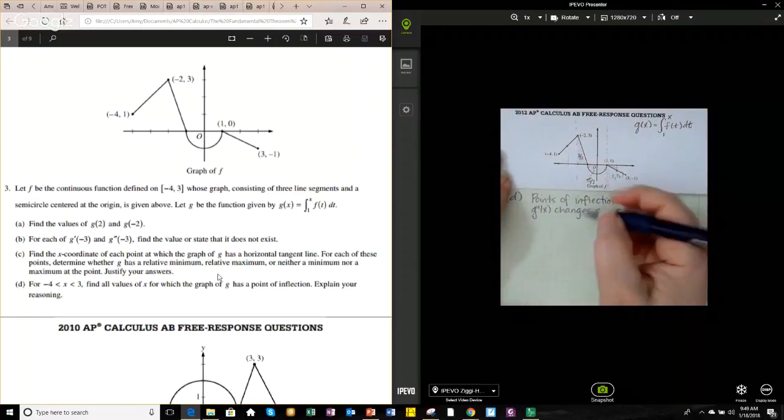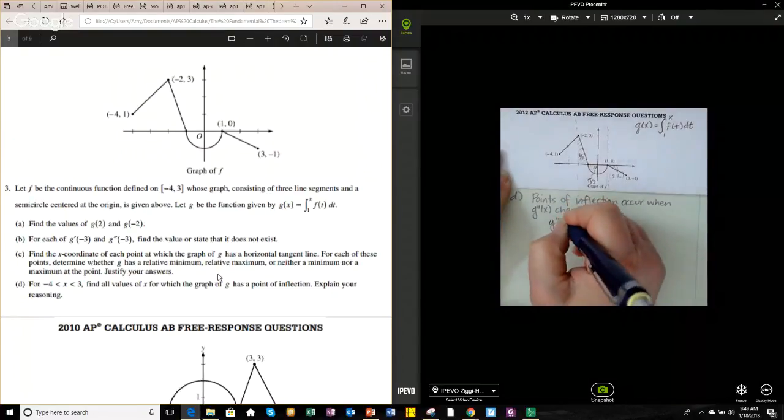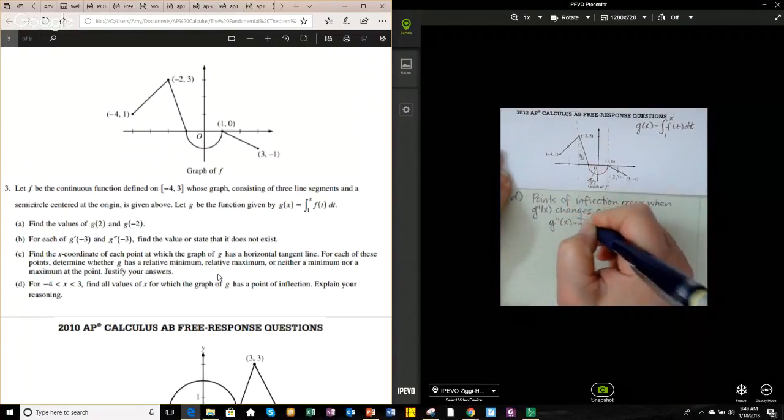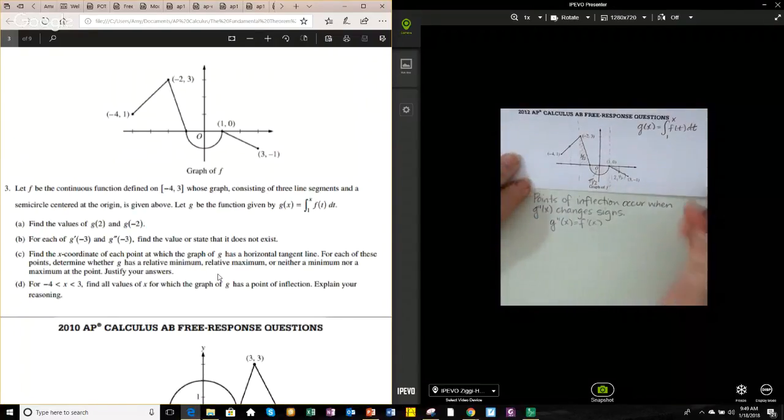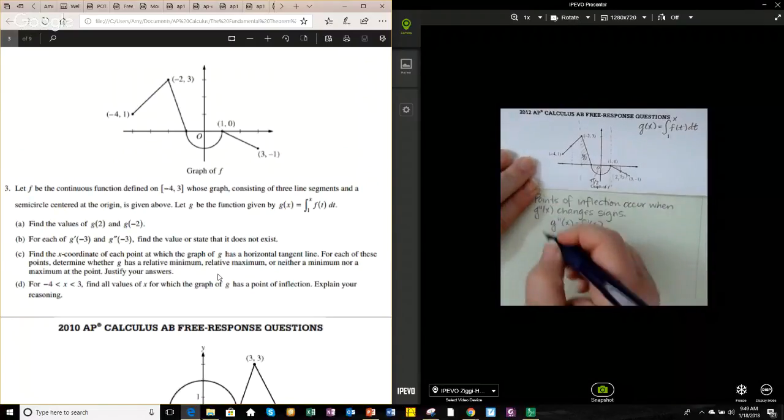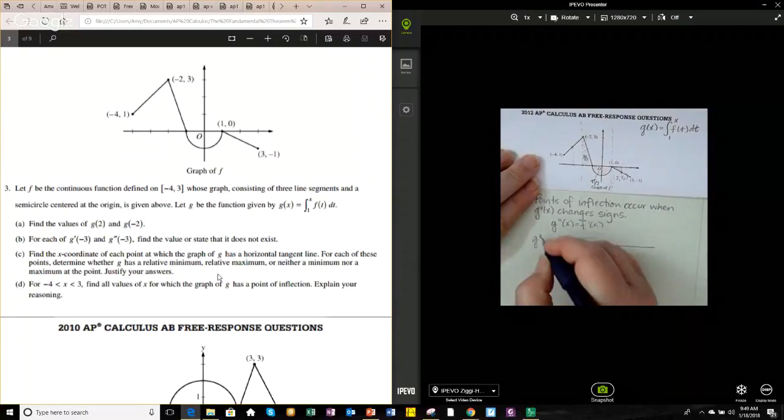Now let's talk about what g double prime of x is. Well, g double prime of x, we stated earlier, was just f prime of x. So I need to know when the slope of the tangent lines to f changes signs. Okay, so I'm going to do a sign chart for g double prime, which is equal to f prime, from -4 to 3.